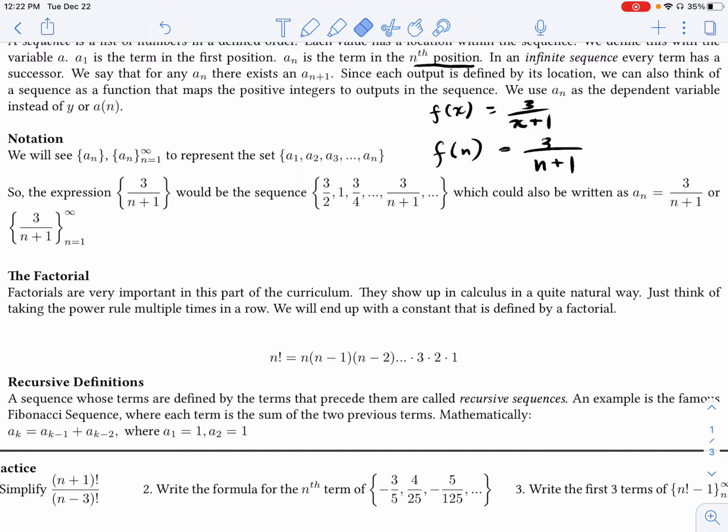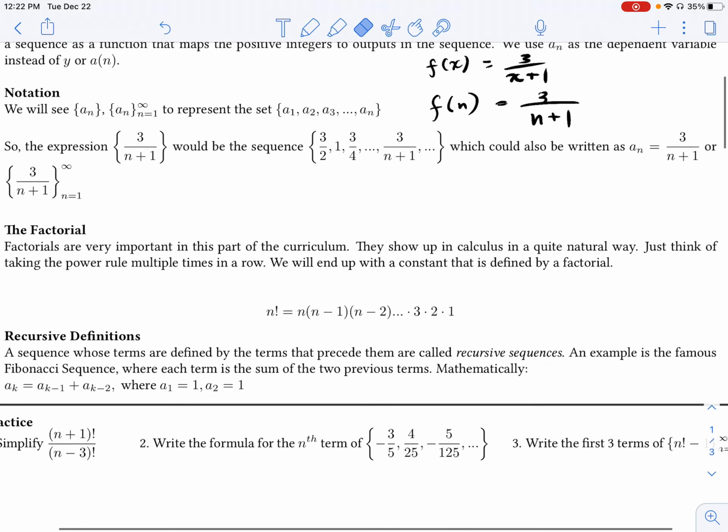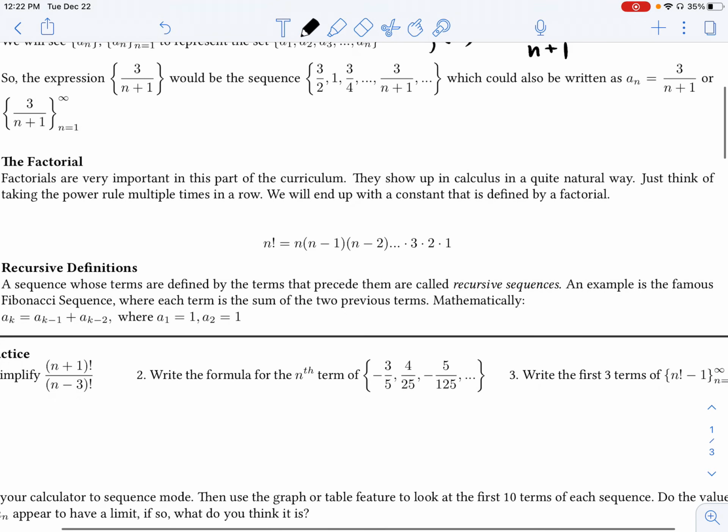So now that we have that, one other thing that we also need to discuss is the idea of factorials. So factorials are a really important part of the curriculum, and they're going to show up in calculus in a number of ways, really kind of just organically, which are kind of cool, but we'll get there. But the idea of factorials really just being the idea of taking the power rule multiple times in a row. So n factorial would be that value n times its previous number, n minus 1, times that previous number, n minus 2, and so on until you get all the way down to 1.